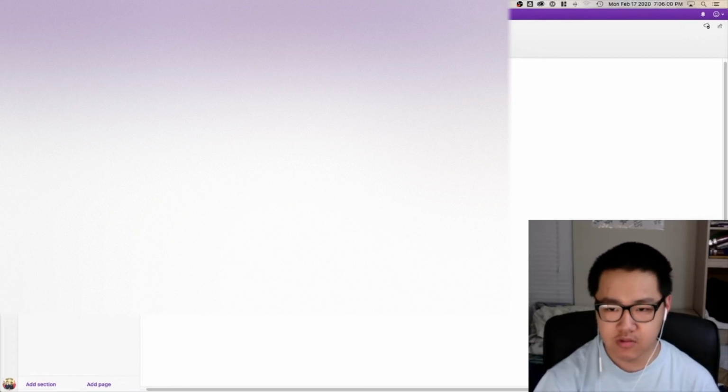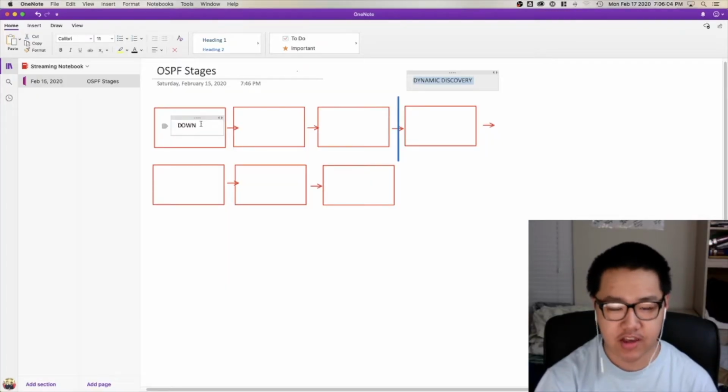So down, going back to our discussion here, down just means OSPF isn't even trying. It's kind of like, well, what the hell do you expect me to do? There could be a configuration issue, there could be no IP configuration. You really don't see this one, usually, in a dynamic discovery.